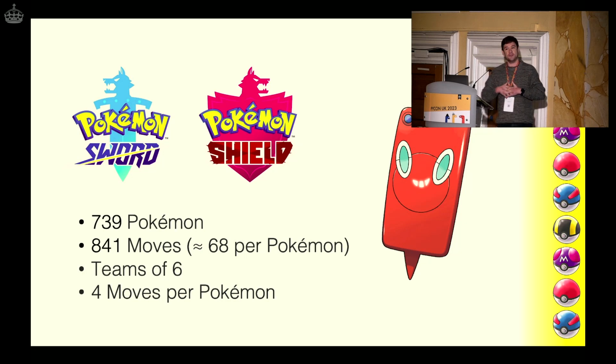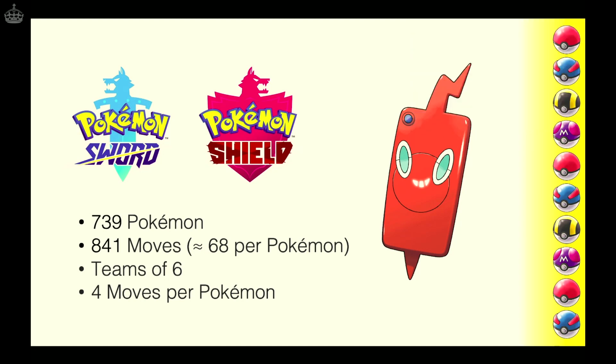So this study then is going to focus on the games Pokémon Sword and Pokémon Shield. These were the games that came out in 2019. And in those games, there is a roster of 739 different Pokémon species or variations. So we can consider them unique species of Pokémon. Okay? And you're trying to build a team of 6 of those Pokémon.